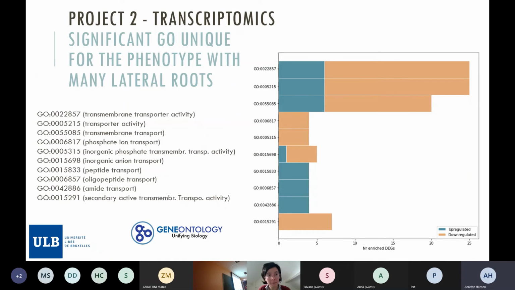So I went into the details to see which GO terms are specific for the phenotype with many lateral roots, and I took the 10 most significant ones. Here we have the up and downregulated genes for each GO term. Again, you can see we have a lot of transporters and even something related to nitrogen.